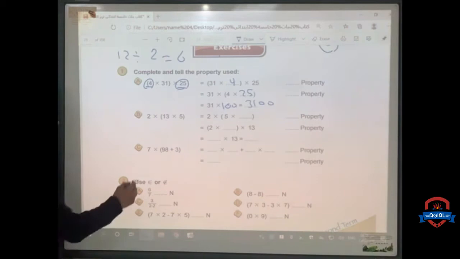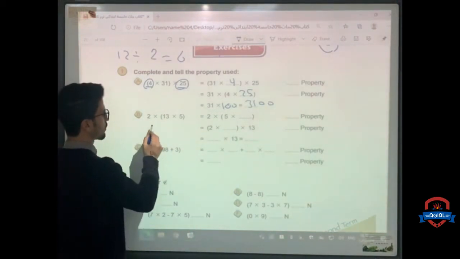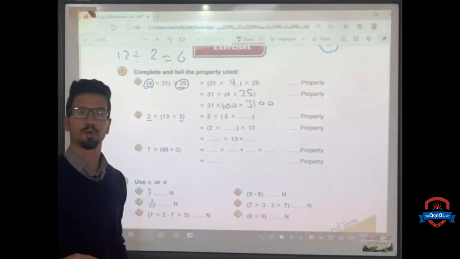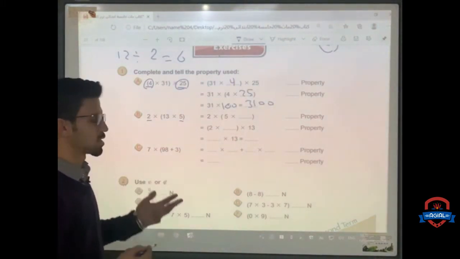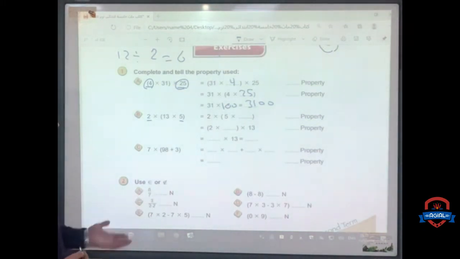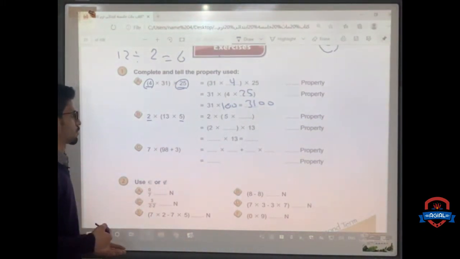And in letter B, we have 2 times 13 times 5, and we notice that 2 times 5 equals 10, and when we multiply any number by 10 or 100 or 1000, that will help us to make the operation easier.